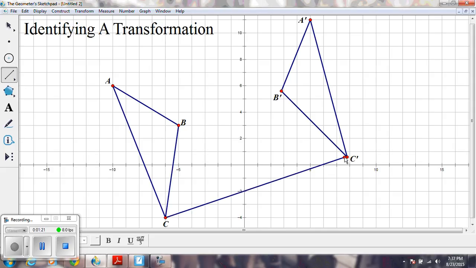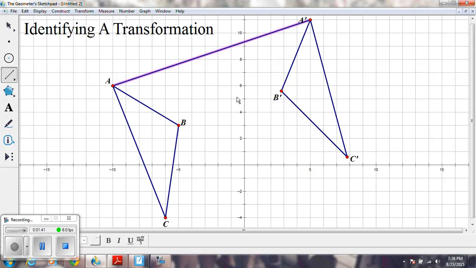Let's go to C prime. And once again, C is at a lattice point, but C prime is not. And then let's study A to A prime. Now, A to A prime does look like it occurs at a lattice point. So let's see if we can identify the perpendicular bisector of this segment.